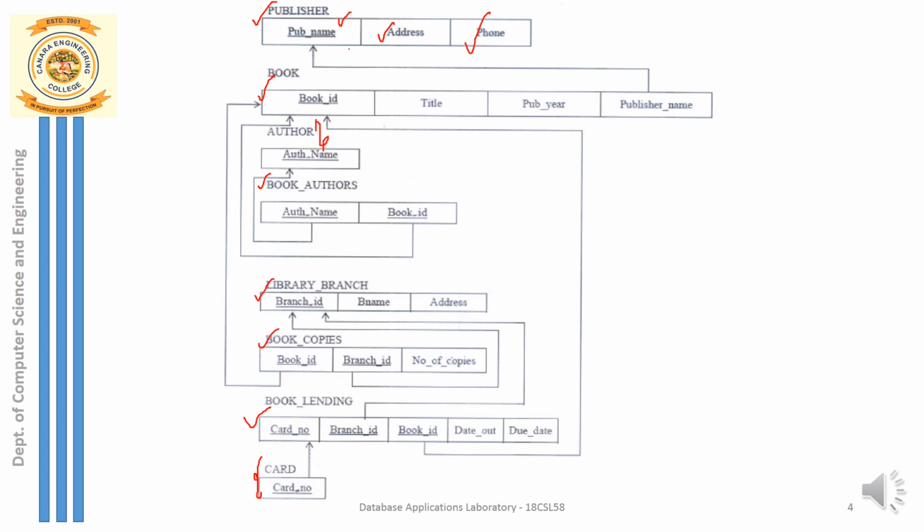And then here, do not forget to mention the primary key. So here the primary key is the publisher name, as mentioned in the question. So this must be underlined. So we call this publisher table the main table or the base table. Why it is called the base table, let's see later.